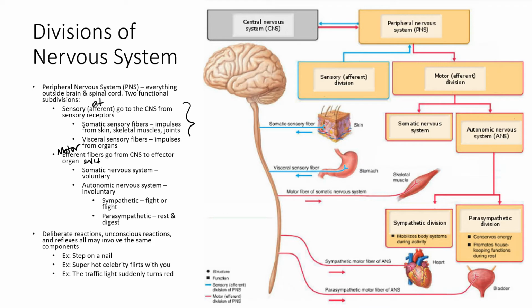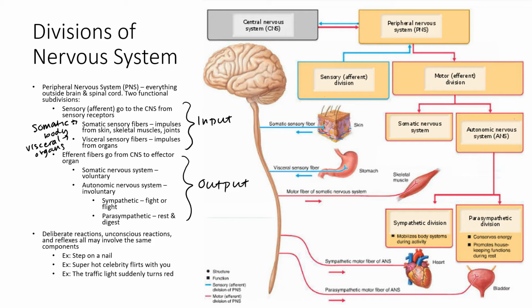So you can think of your sensory division as being input and your motor as being output. The sensory division features two types of fibers, somatic sensory fibers and visceral sensory fibers. Somatic means body, and visceral refers to organs. So your somatic sensory fibers are body sensory fibers.